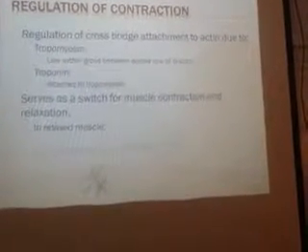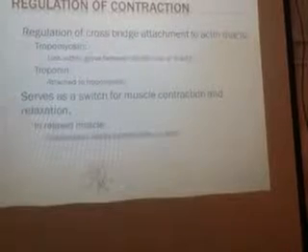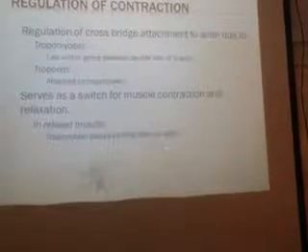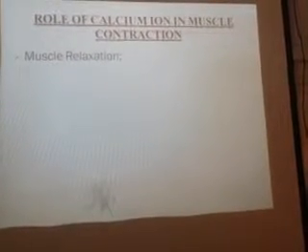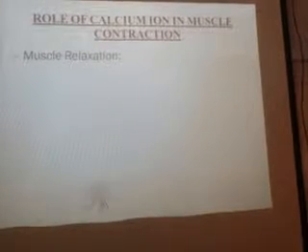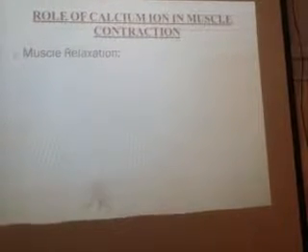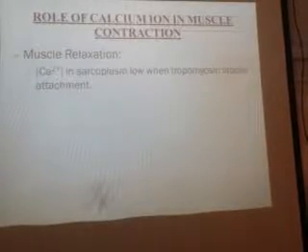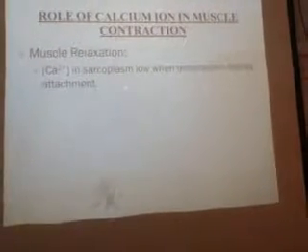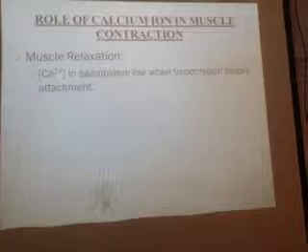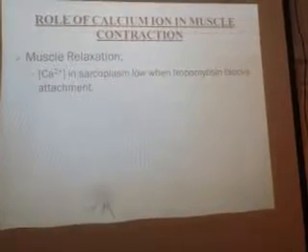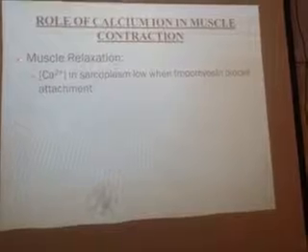What is the function in relaxed muscle? In relaxed muscle, tropomyosin blocks the binding site on actin. Block means switch off, relaxation. The role of calcium in contraction I will discuss later. In relaxation, how does calcium help in muscle relaxation? The calcium ions in the sarcoplasm are low when tropomyosin blocks the attachment. When tropomyosin blocks the attachment, calcium in the sarcoplasm is very low during muscle relaxation.